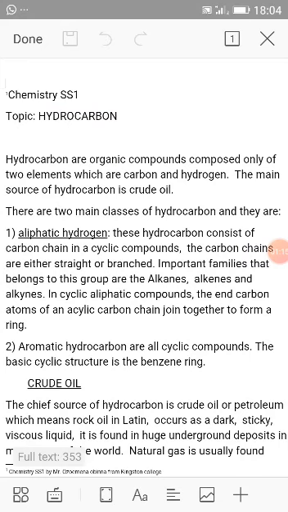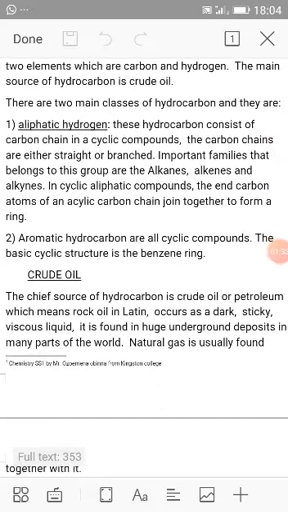Hydrocarbon deals with compounds composed of carbon and hydrogen, and they are majorly organic compounds. Hydrocarbons are organic compounds composed only of two elements, which are carbon and hydrogen. Now, the main source of hydrocarbon is crude oil. We have two main classes of hydrocarbon: the aliphatic hydrocarbon and aromatic hydrocarbon.